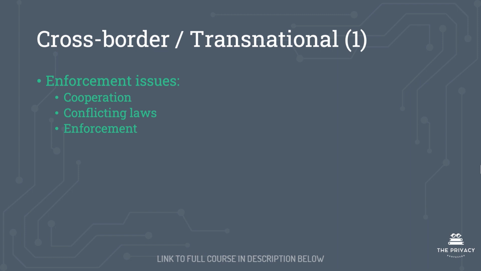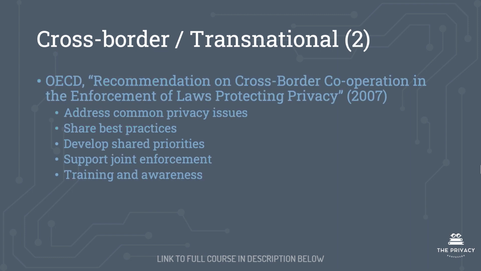Similarly, with regards to enforcement, if the United States is trying to enforce laws on a Russian national or a Chinese national, those two governments may not cooperate with the United States, which would make it difficult to enforce any laws.